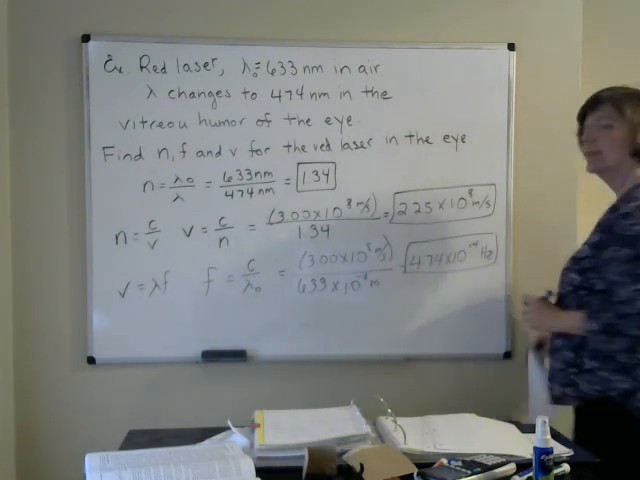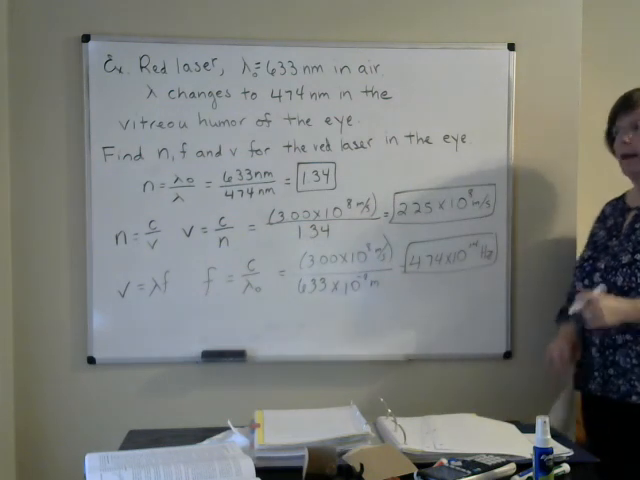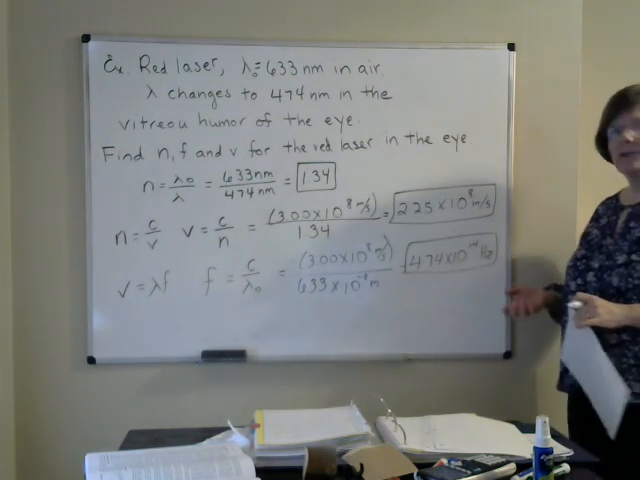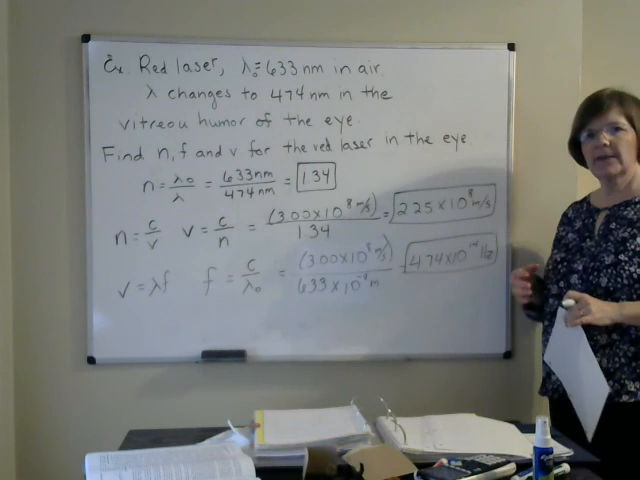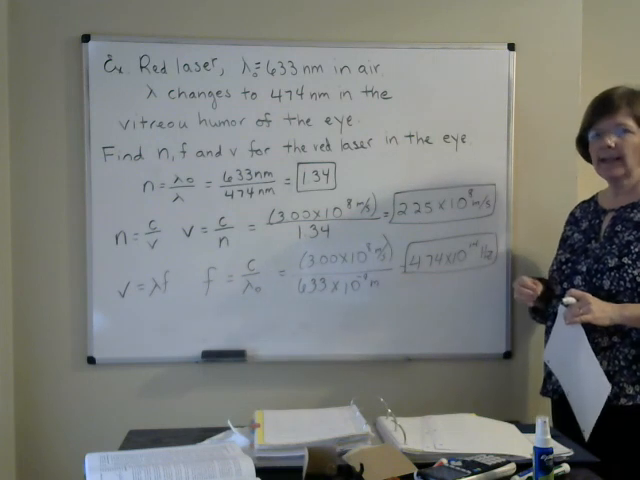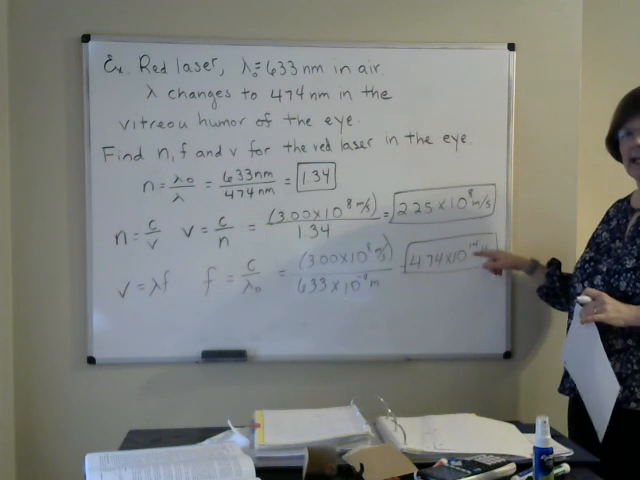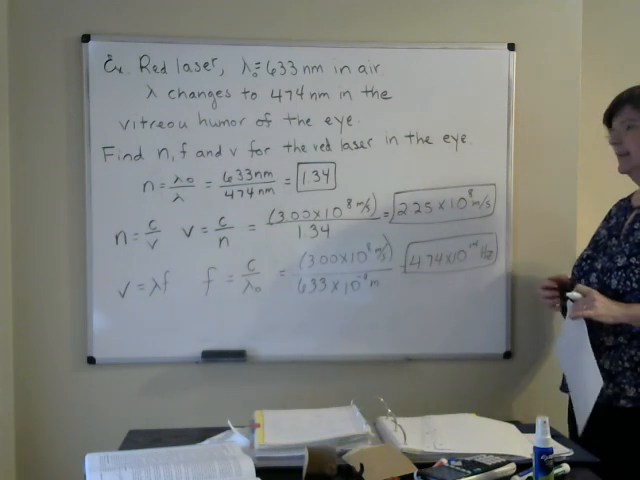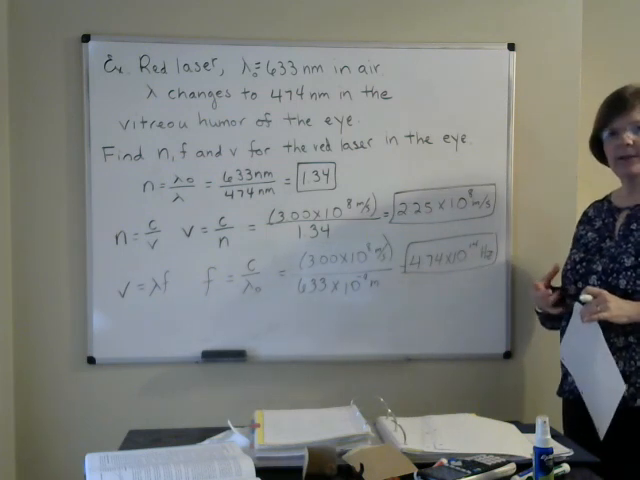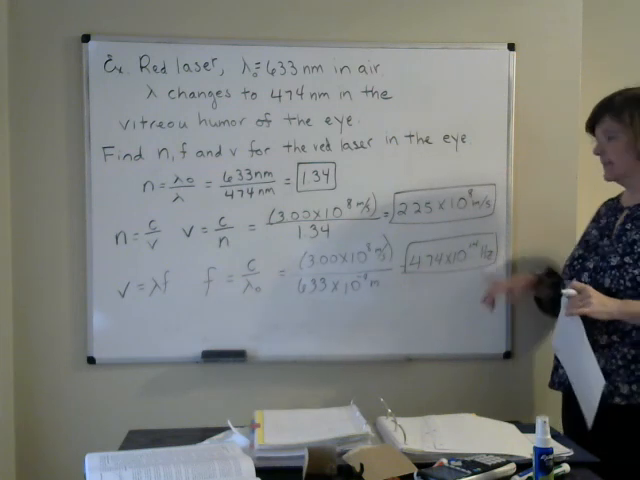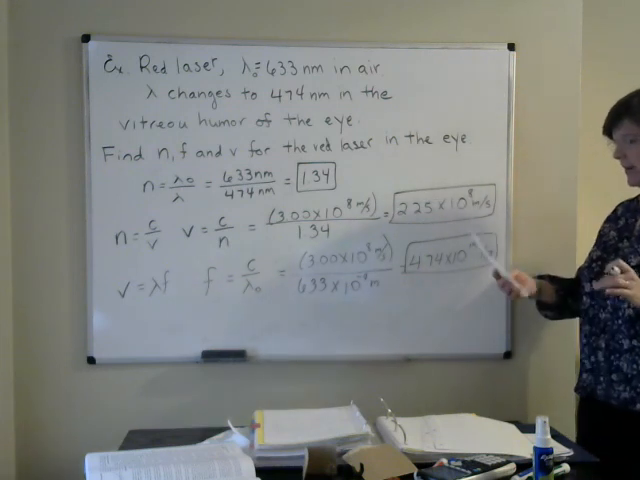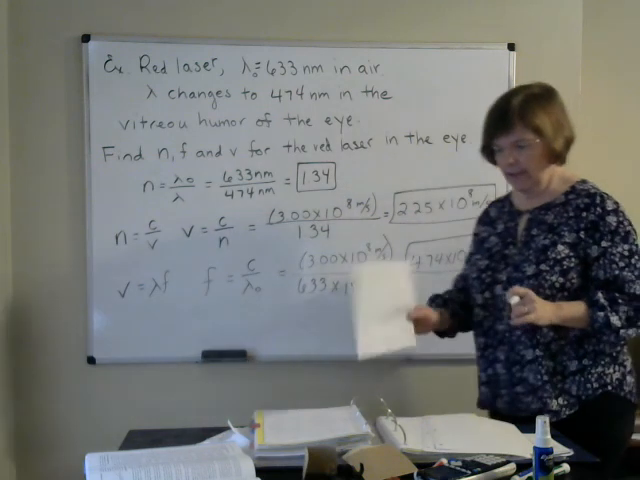That's a very typical range for visible light. Visible light is always between 400 and 700 nanometers in wavelength, and the frequencies are always on the order of 10 to the 14th. So if you're doing visible light you can see, red, orange, yellow, green, blue, violet, it should have a frequency on the order of 10 to the 14th hertz.